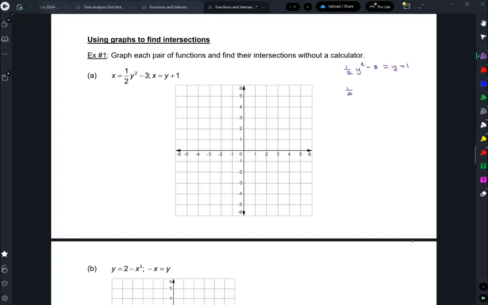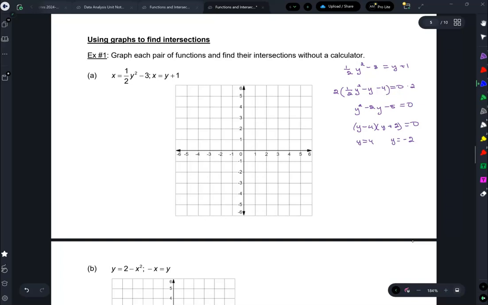So now let's bring everything to the same side. And who likes that half there? Anybody? I don't. So we're going to multiply everything by 2. So I get y squared minus 2y minus 8 is equal to 0. Oh, look at that. That's (y minus 4)(y plus 2). So y equals 4 and negative 2.